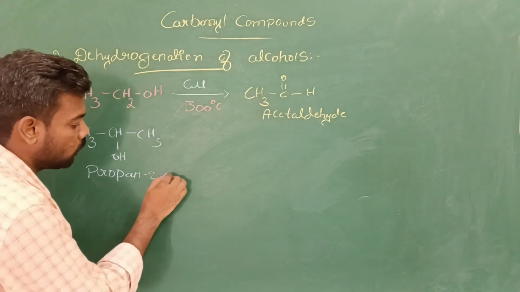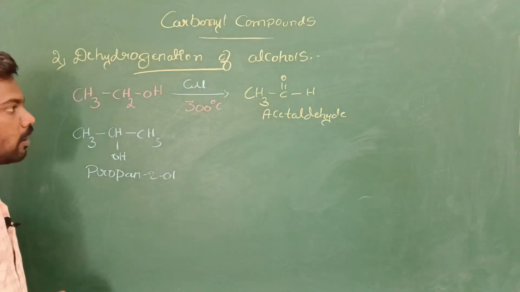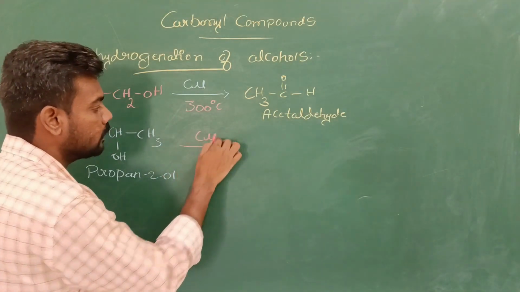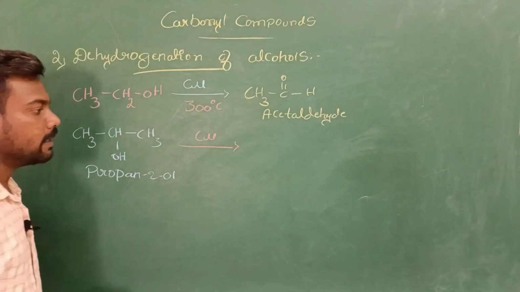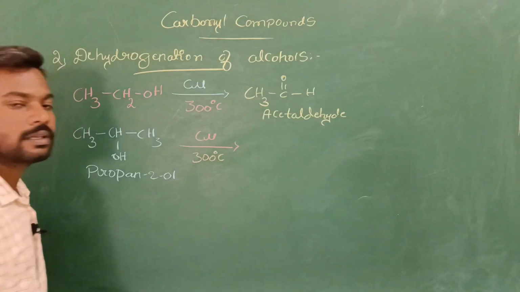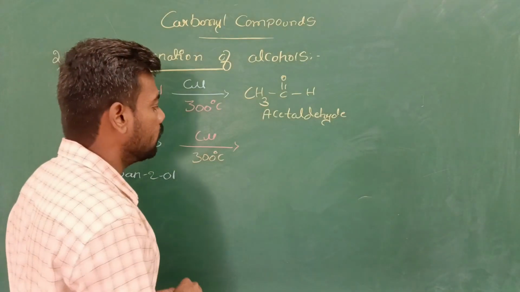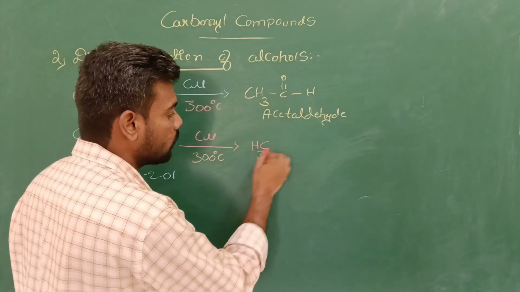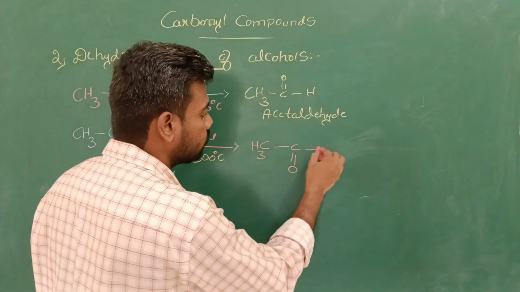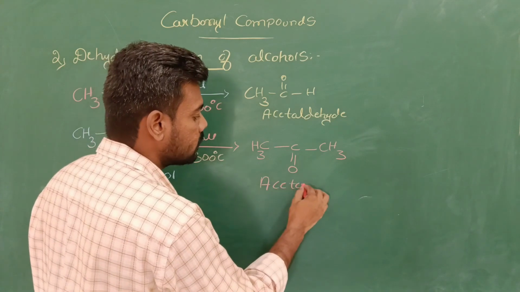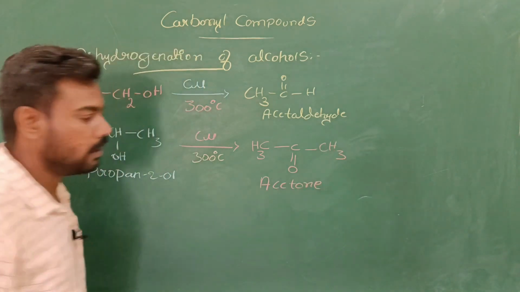Propane-2-ol on reaction with copper at a temperature of 300 degrees Celsius forms a ketone, that is acetone. This is known as acetone. Clear?